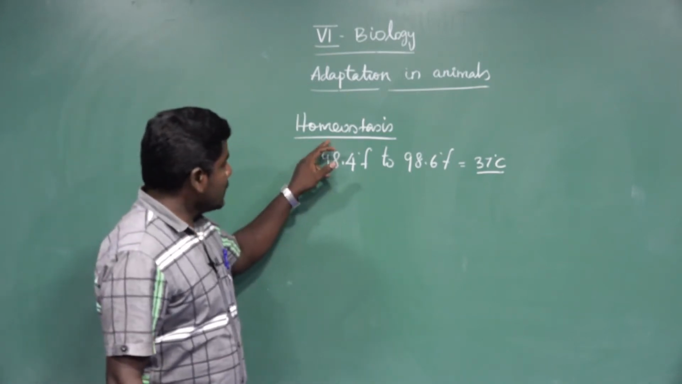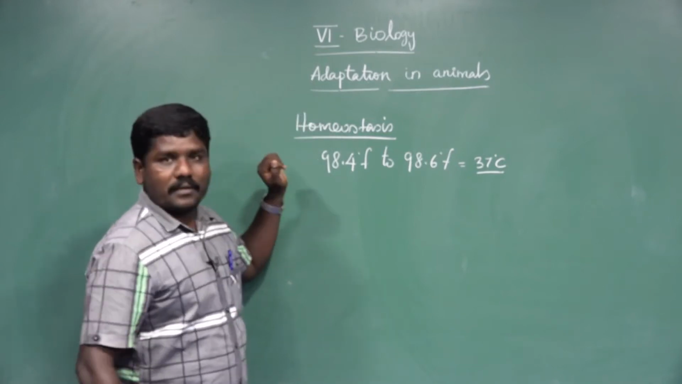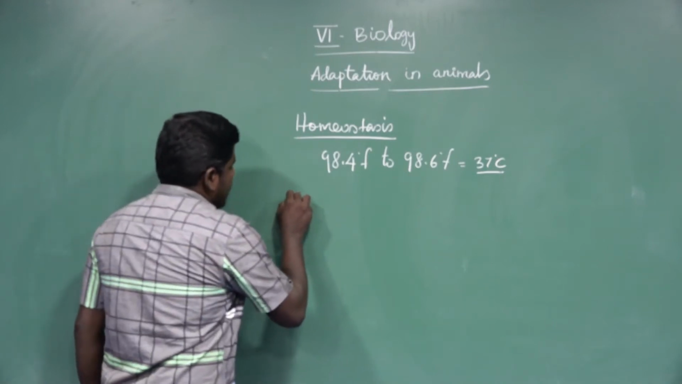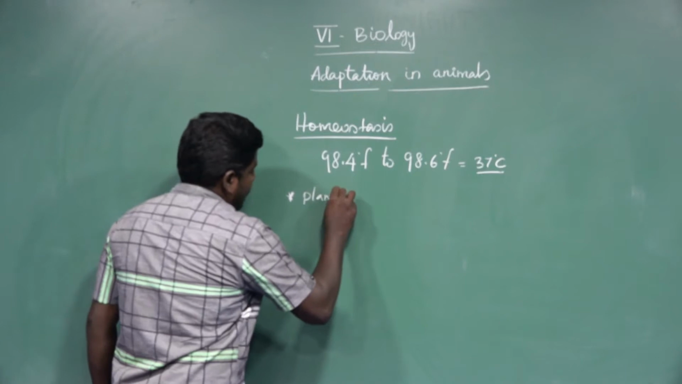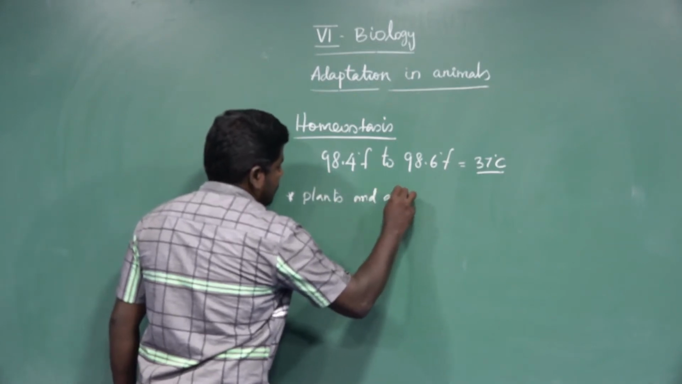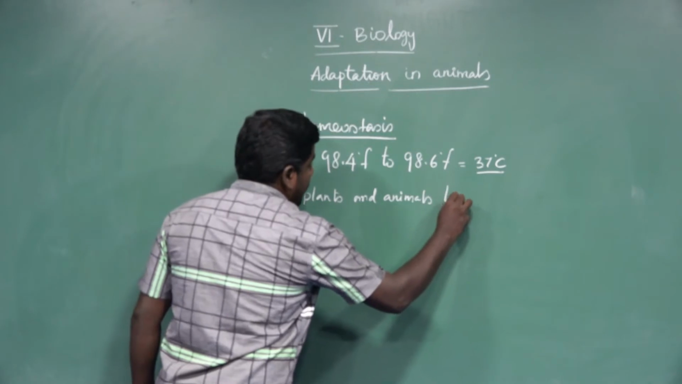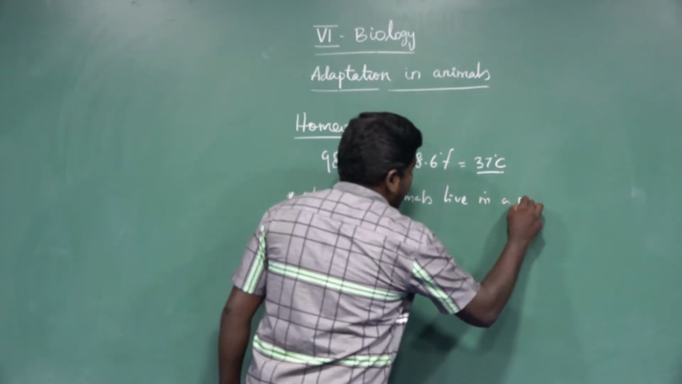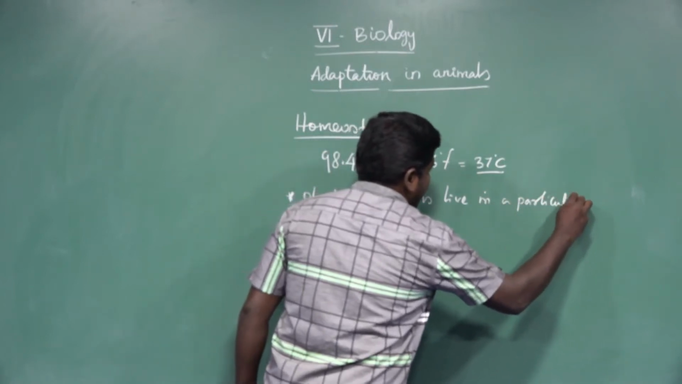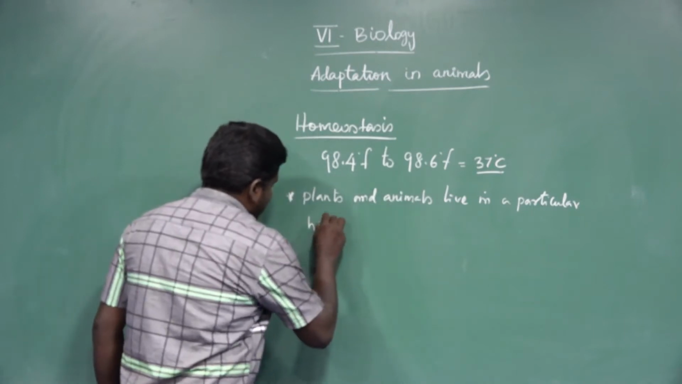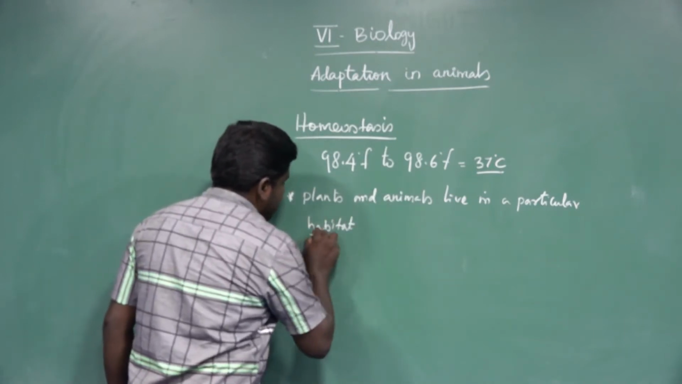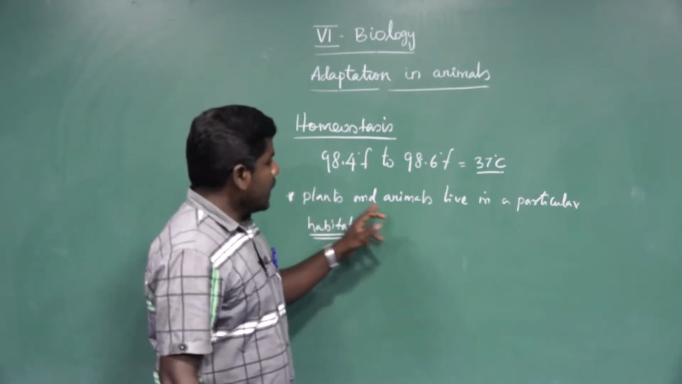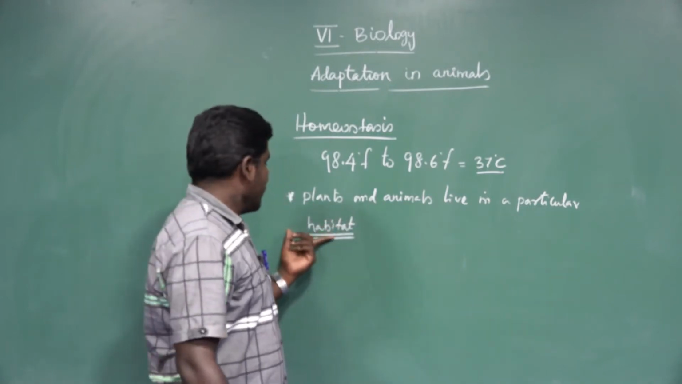This homeostasis mechanism is related to adaptation. So what is called adaptation? Plants and animals live in a particular habitat. That is very important. So plants and animals living in a particular habitat is called adaptation.